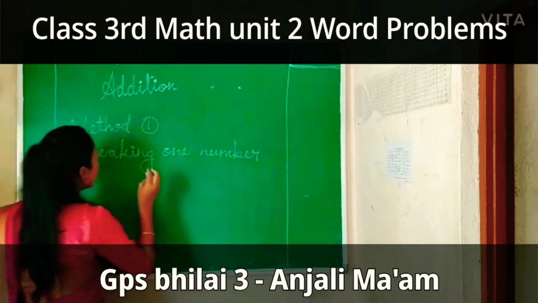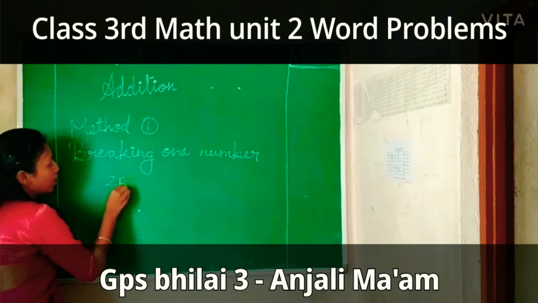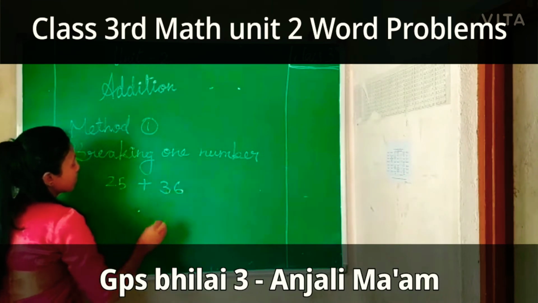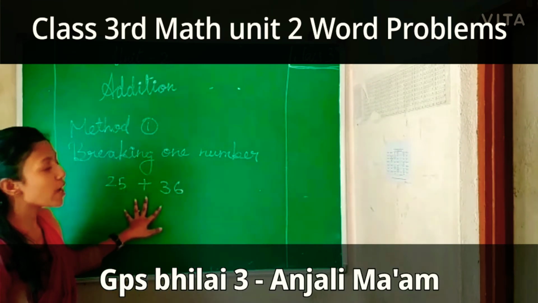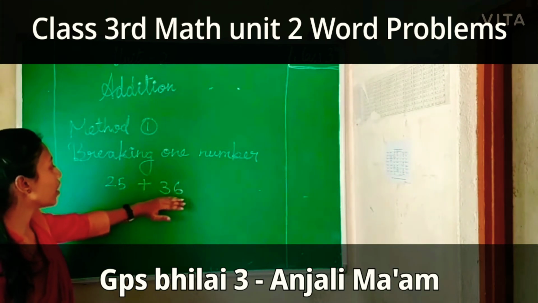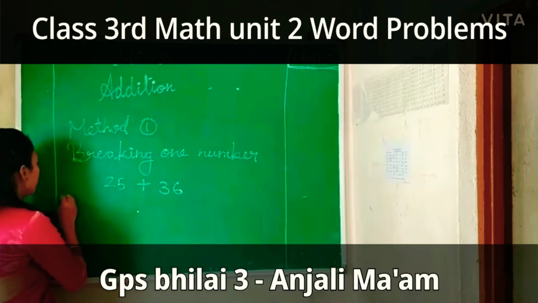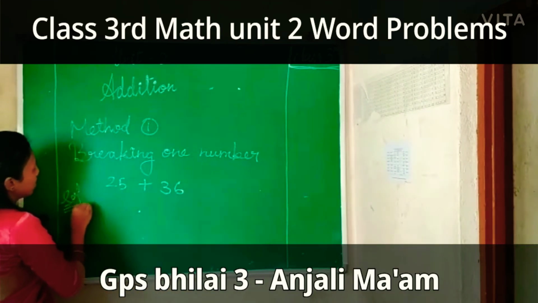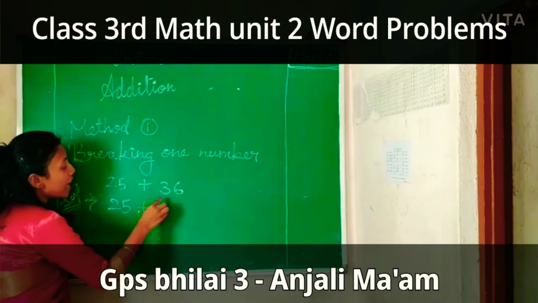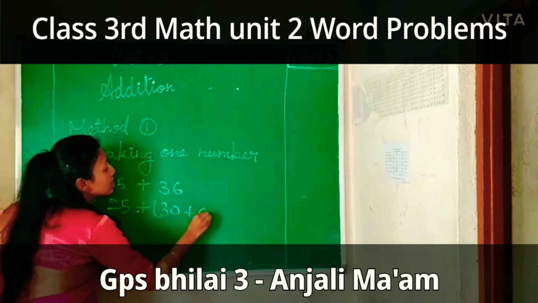What does it mean, breaking one number? That means if we have two-digit numbers, for example, 25 plus 36, we have to add these two addends. In these two addends we have to break one of them. That means we have to expand one of the numbers. Here I will write 25 and we will expand the 36 into 30 plus 6.